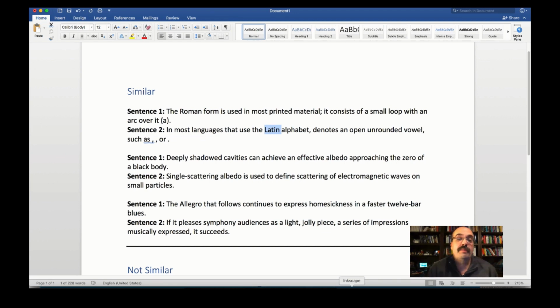Latin was what the Romans spoke, the Roman Empire. So there's a lot of connection there. Alphabet and font, a lot of connection there. Vowel and this kind of thing. So you'll probably want to use Spacy or Word2Vec or something like that to reduce these down.